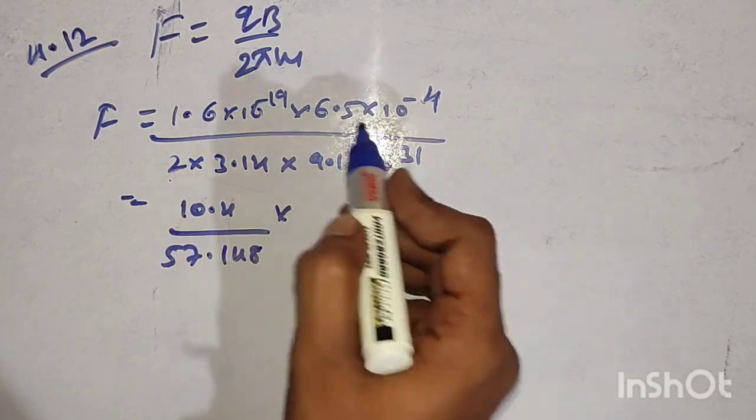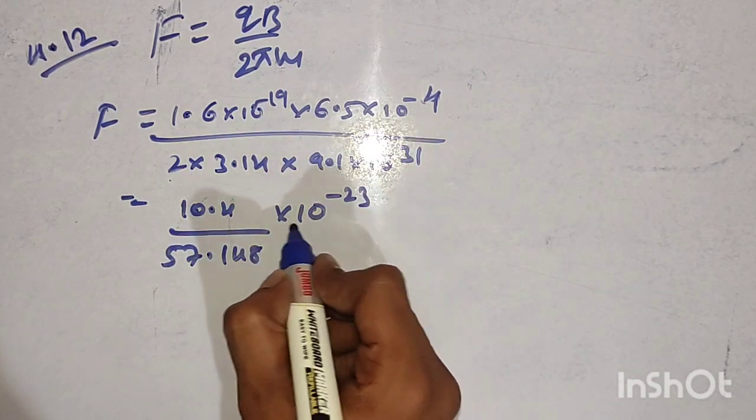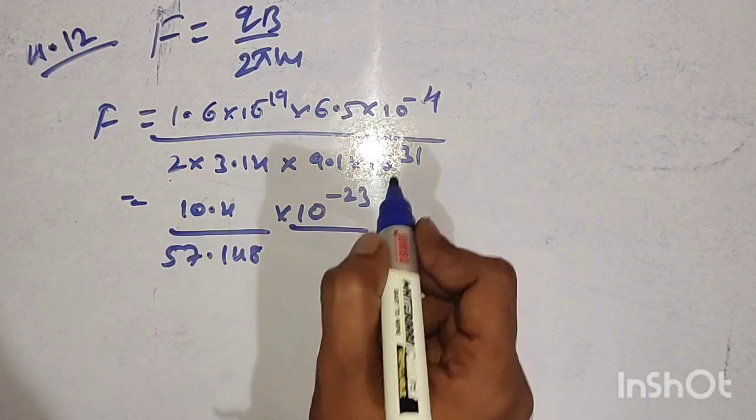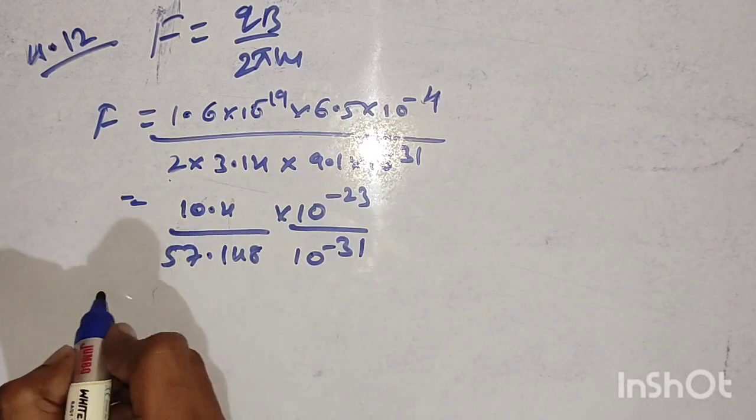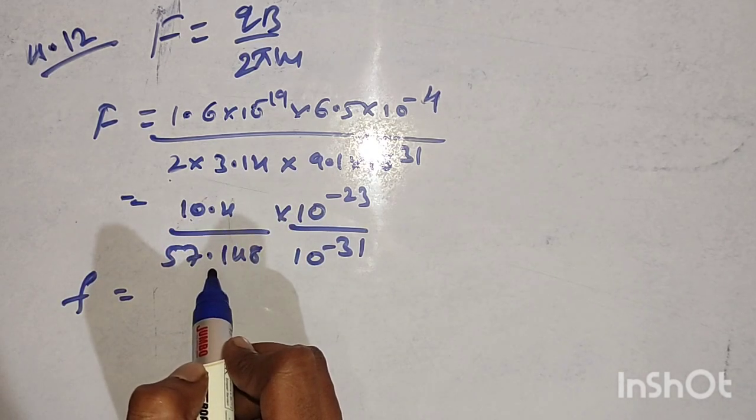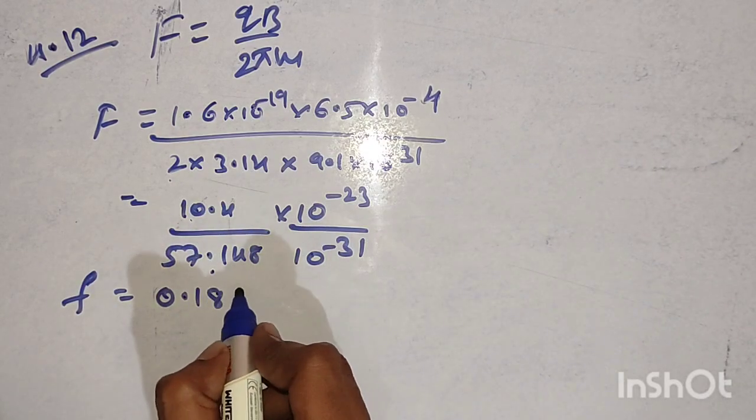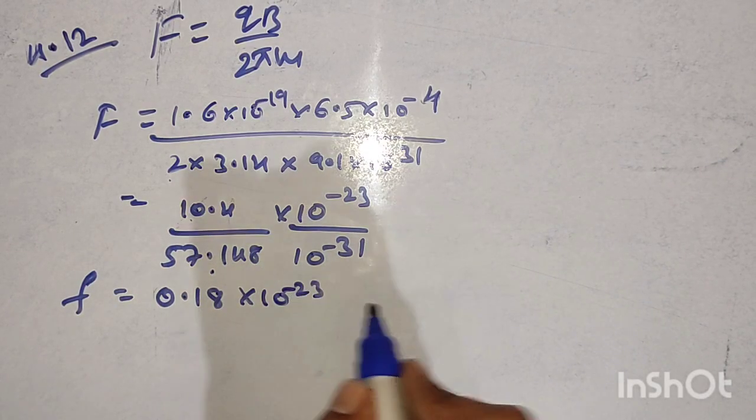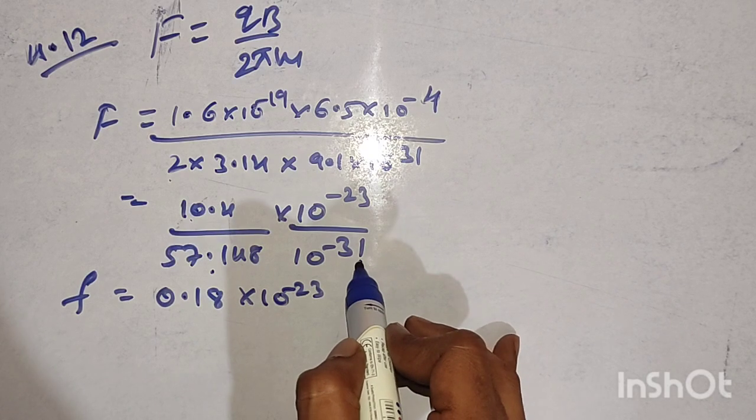57.148 into here 10 to the power minus 19 minus 4, we will get minus 23. This one, minus 31, 10 to the power of minus 31. Here F is equal to 10.4 divided by 57.148, we will get 0.18 into 10 to the power of minus 23, 10 to the power of minus 31 in the denominator.